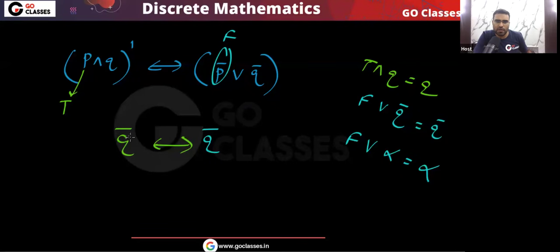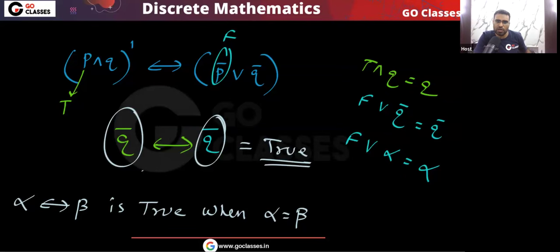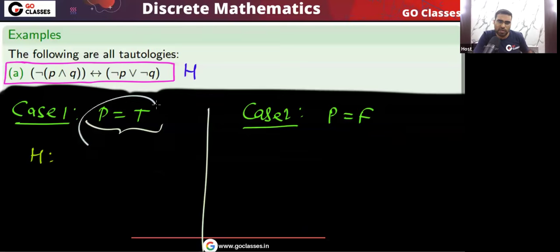Now you tell me, did you notice these are same? So the biconditional will be true, yes or no? You know that alpha biconditional beta is true when alpha and beta are same. Now you can see here, this is Q bar, this is Q bar, they are same. Because they are same, this biconditional will become true. So finally I can say that in this case, when P is true, H is true.